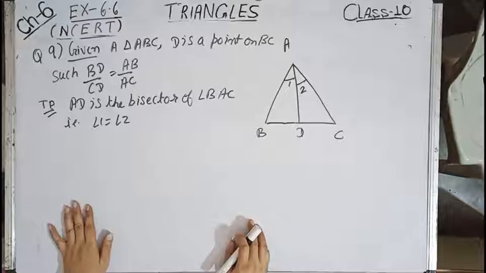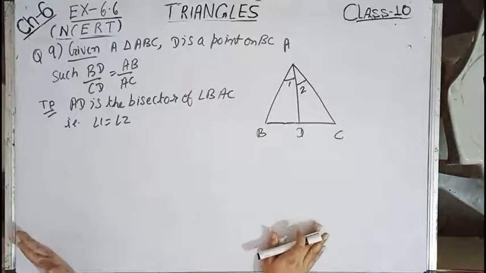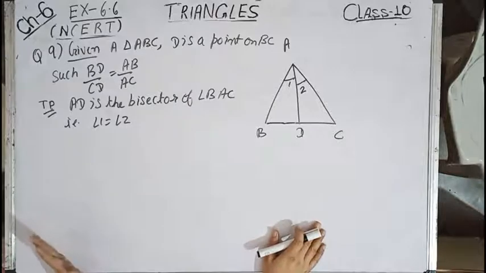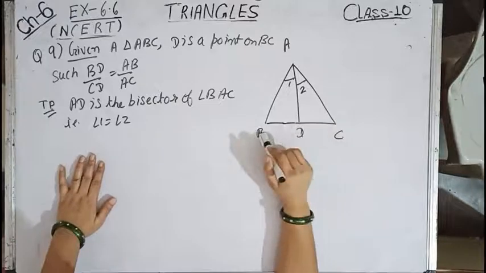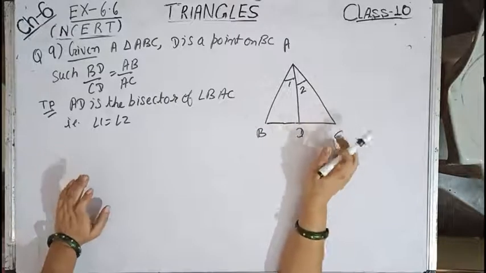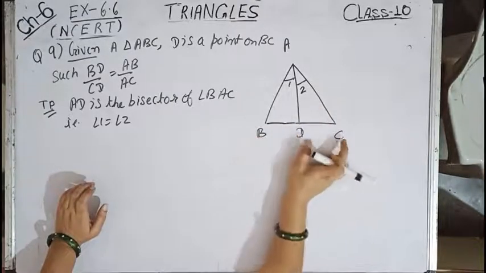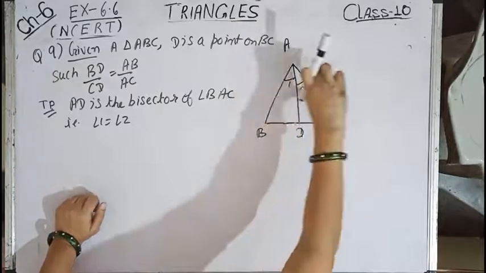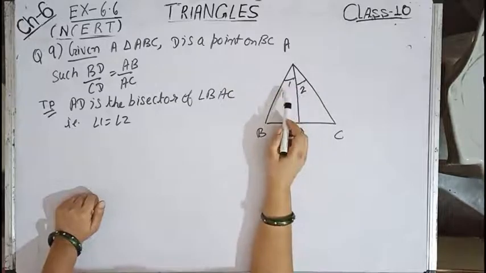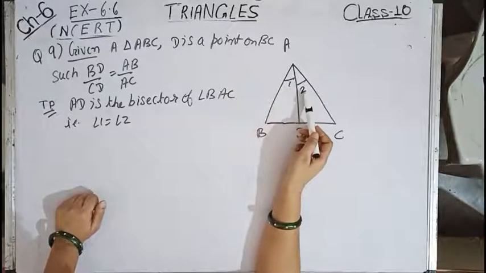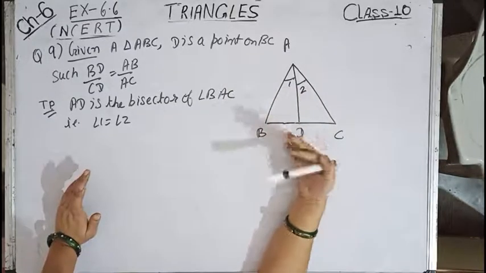Let us move to question number 9. Question number 9 says that given a triangle ABC in which D is a point on AC such that BD by CD equals AB by AC. We have to prove that AD is the bisector of angle A, that is angle 1 equals angle 2.